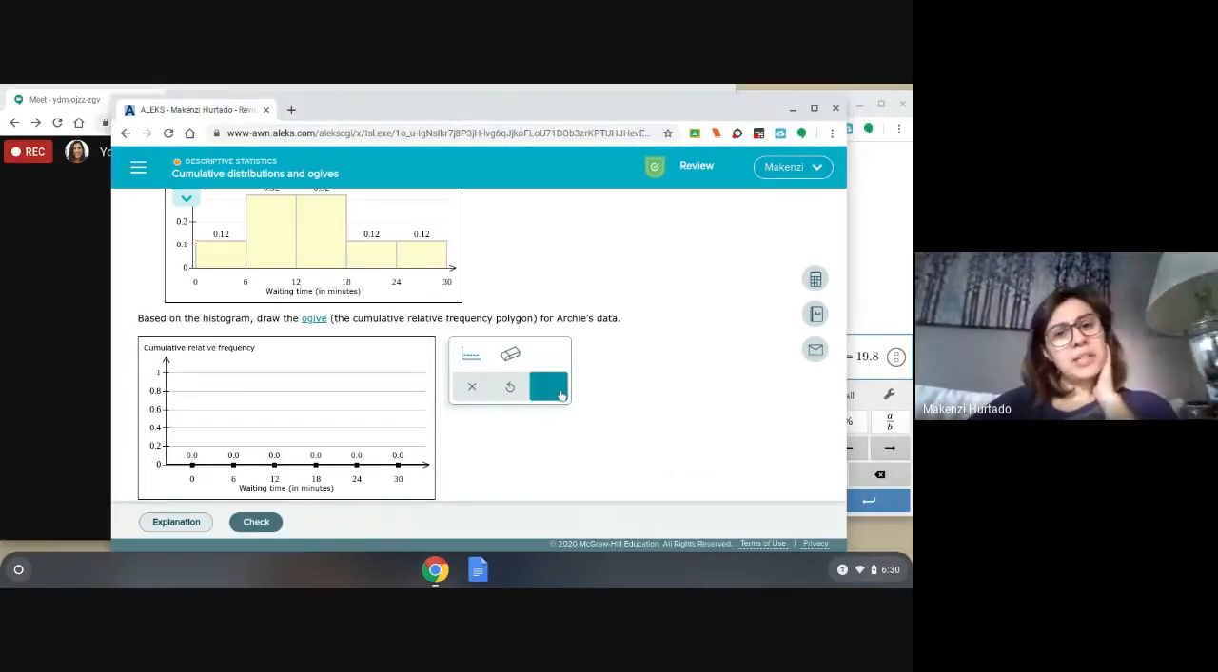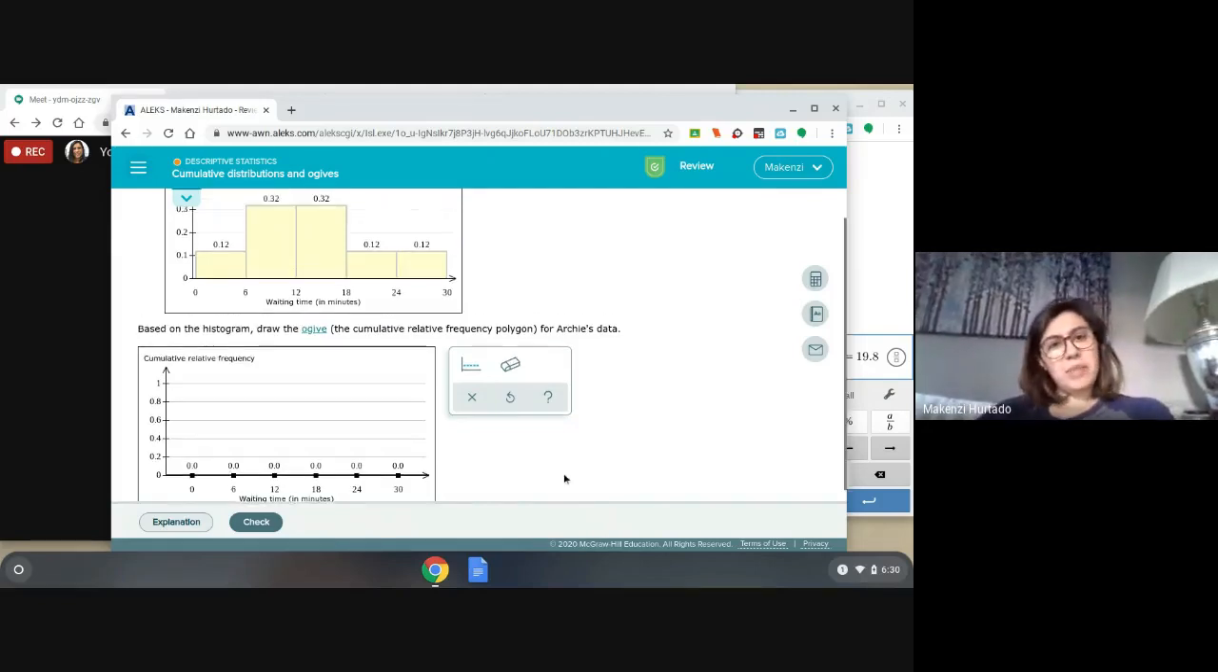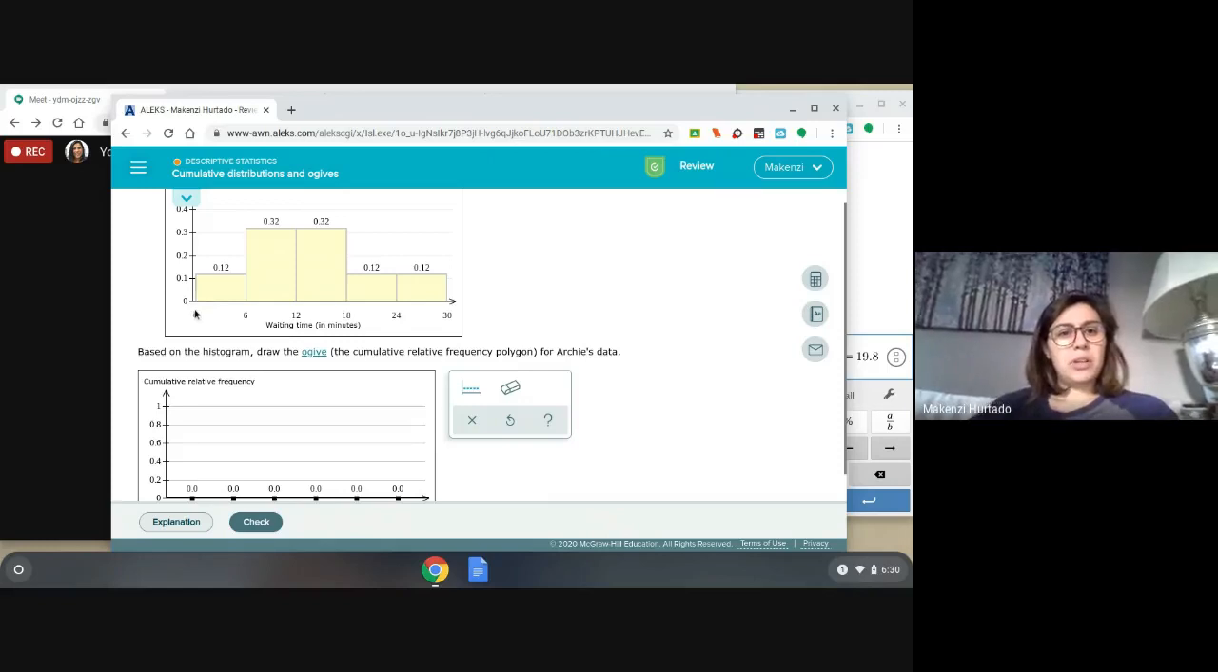All right, now I'm going to explain how to draw an ogive. An ogive is a type of relative frequency polygon. What's special about it is it shows cumulative. So cumulative means we are going to keep adding on and adding on and adding on. So we're going to look first.